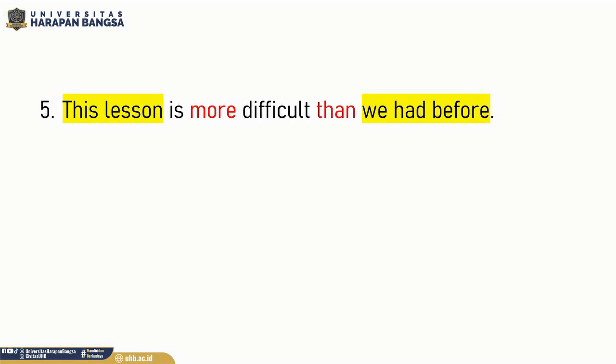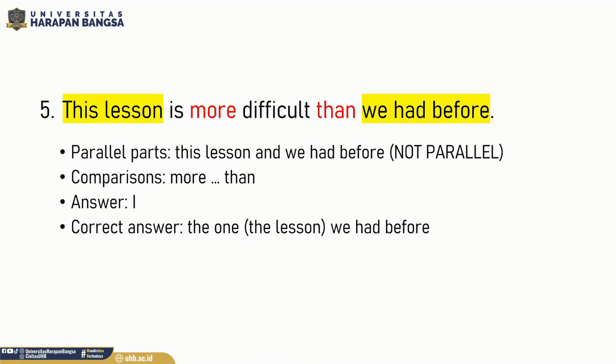And the last sentence. This lesson is more difficult than we had before. What do you think? Is it correct or incorrect? Yes, this is incorrect. So let's find the parallel parts. This lesson and we had before. It's not parallel. And the comparison is "more than". The answer is incorrect and the correct answer should be "the one" or "the lesson we had before". Okay?